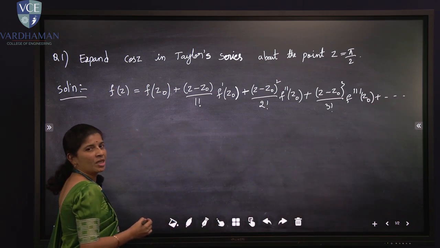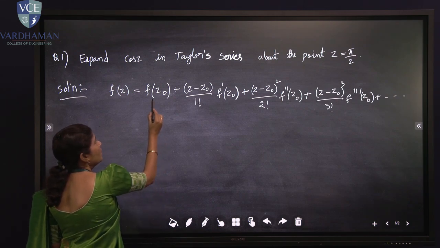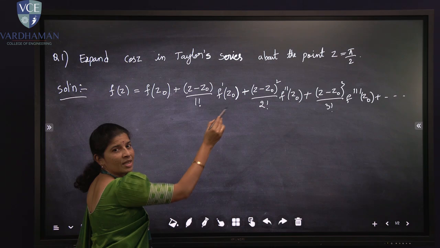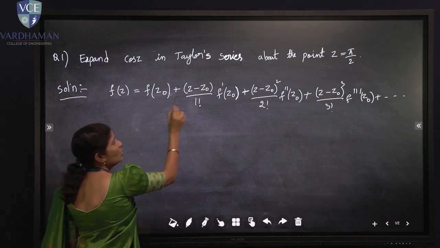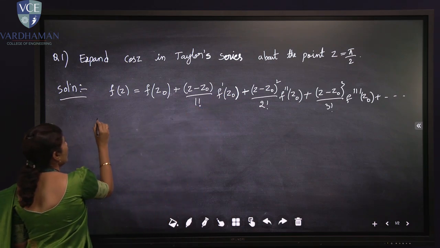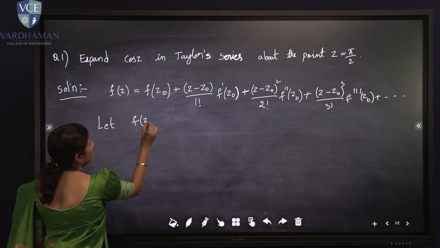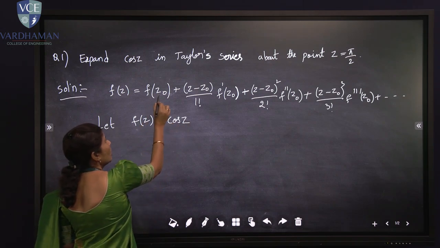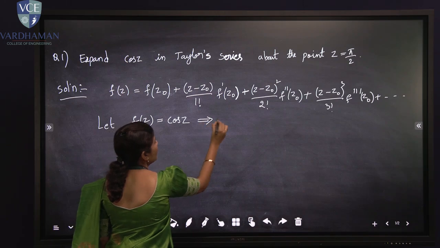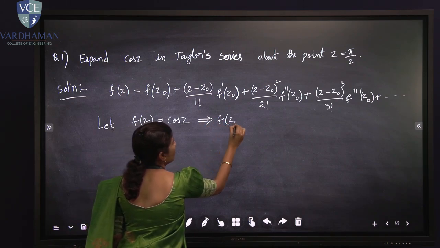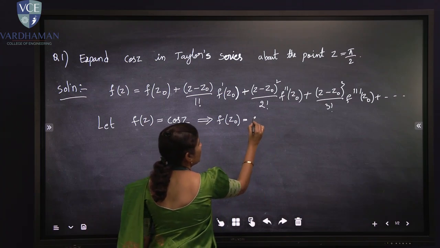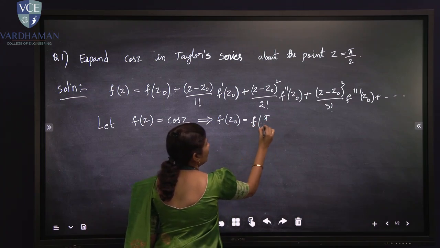Now, in this expansion, we have to calculate each and every term. In our problem, the z naught value is given, that is pi by 2. So f of z naught means f of pi by 2. Let f of z be cos z. In the Taylor series expansion, we have to calculate f of z naught, that implies f of pi by 2.